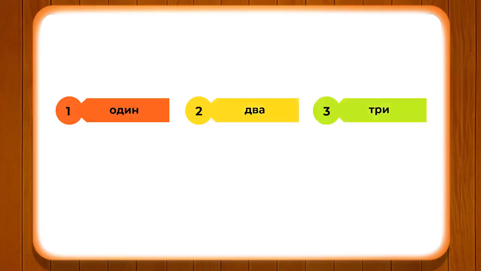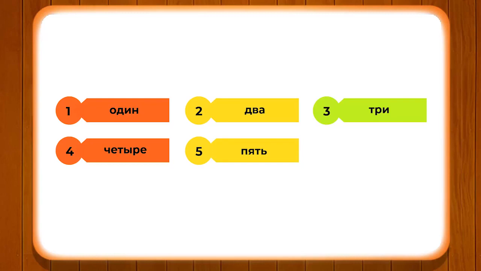However, for masculine and for feminine, the counting remains largely same but changes in certain points. Like if I have one friend, I would say odin drug. If I have two friends, I would say dva druga, tri druga, chetyre druga. But whenever I am saying 5, I am saying pyat druzei, masculine gender.